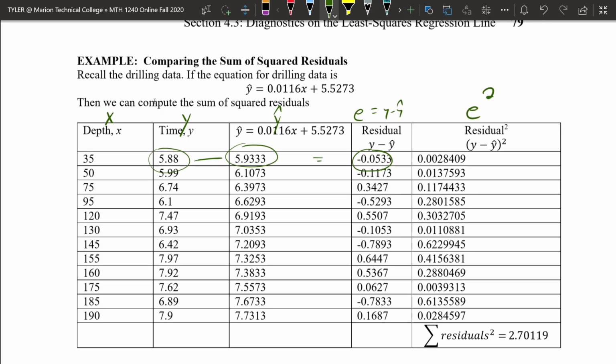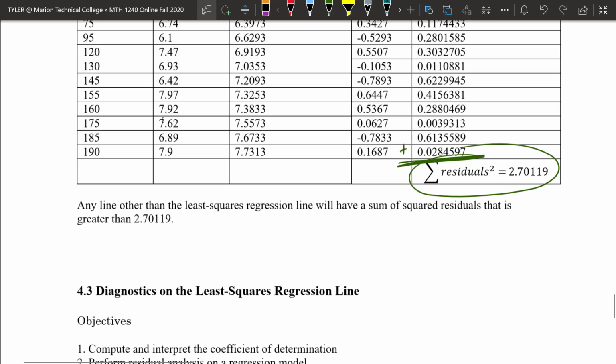And then this number is just these numbers squared, right? E squared. And then we're going to sum this column up, and we get the sum of the residuals squared. So that's how you find that value. And so any other line other than the least squares regression line will have a sum of squared residuals that is greater than 2.70119, right?